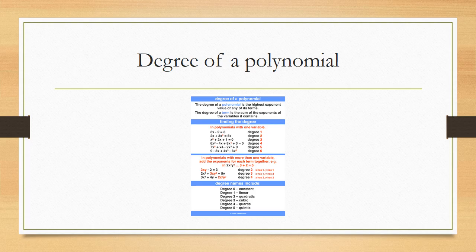If the degree is 1, it is a linear expression. If the degree is 2, it is quadratic. If the degree is 3, it is cubic. If the degree is 4, it is quartic.